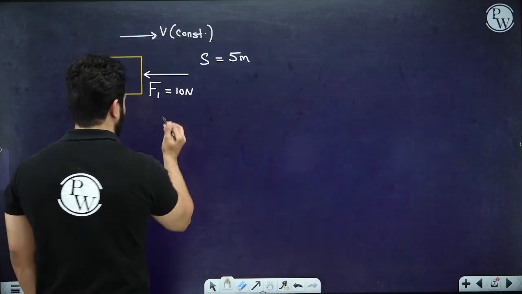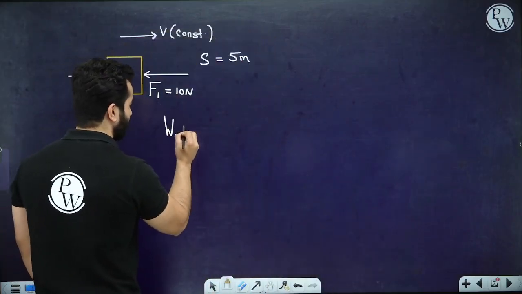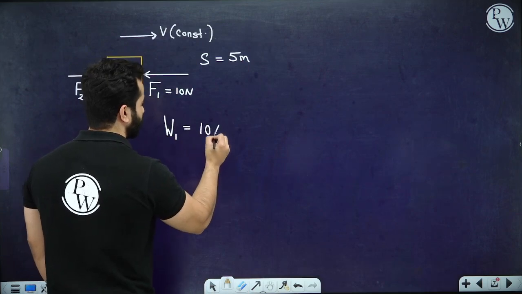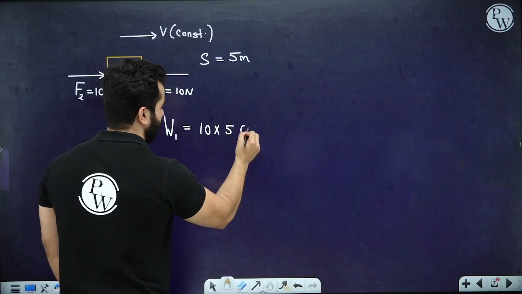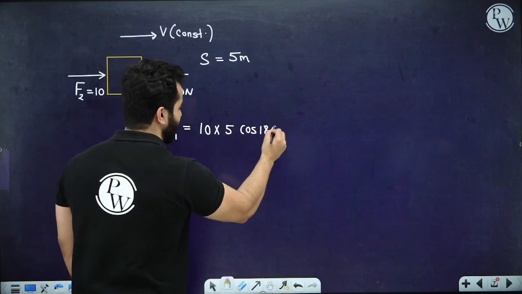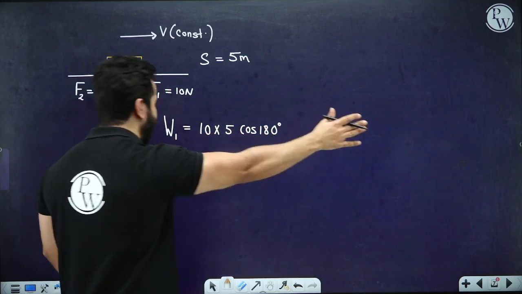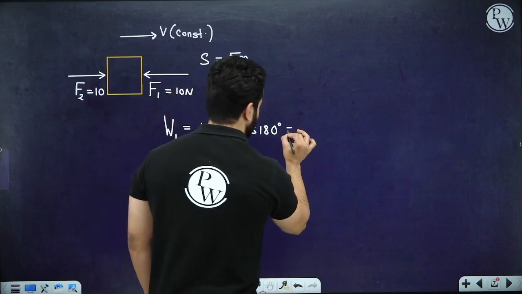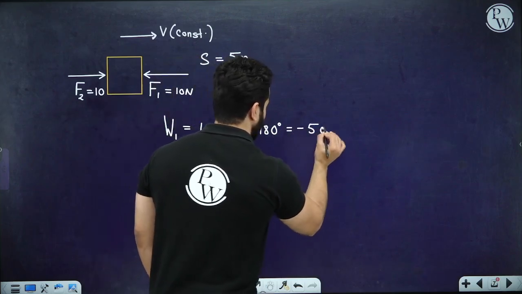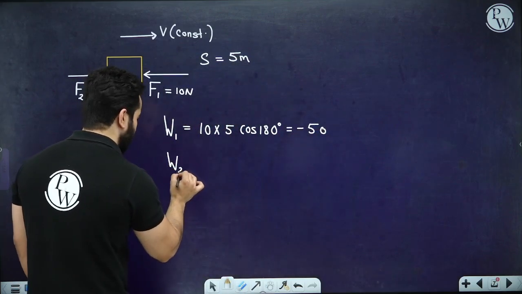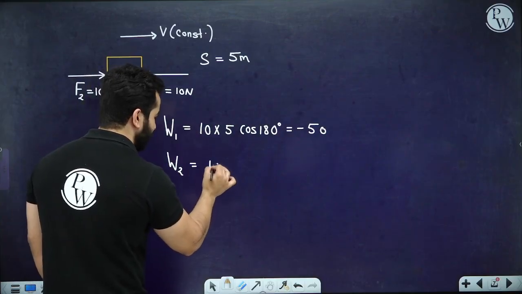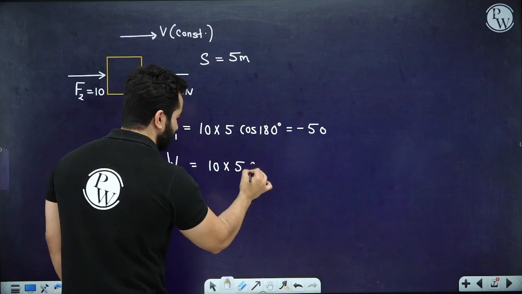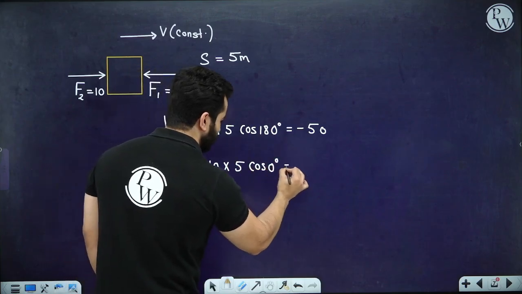So work done by F1 we can calculate. It is going to be 10 Newton times 5 meters times cos 180, as the angle between the displacement and F1 is 180 degrees. So this is going to be minus 50. Now the work done by F2 is 10 Newton times 5 meter times cos 0. So this is plus 50.